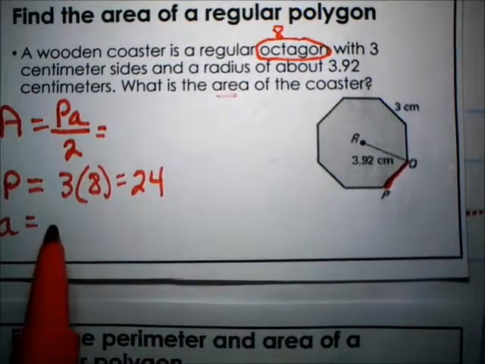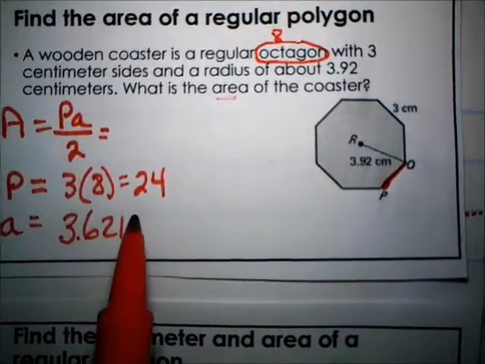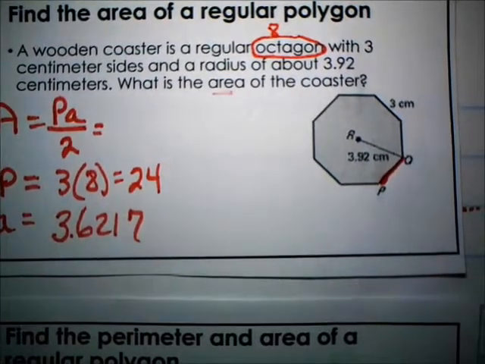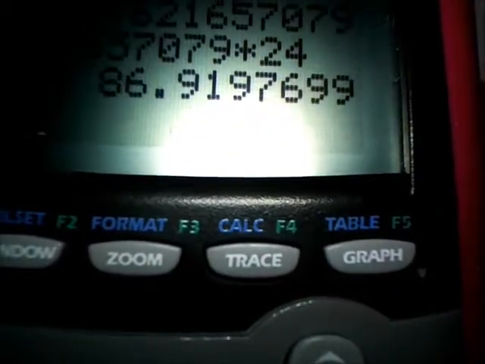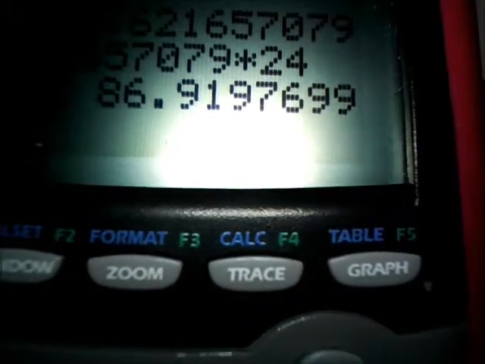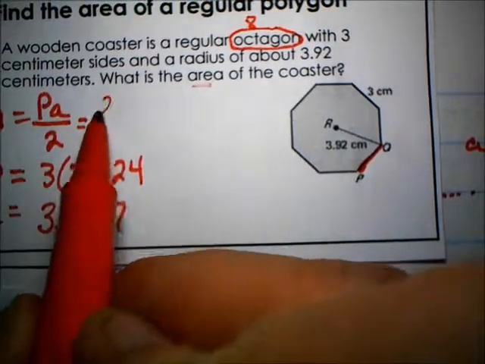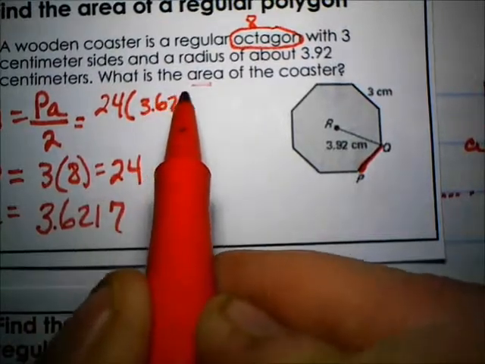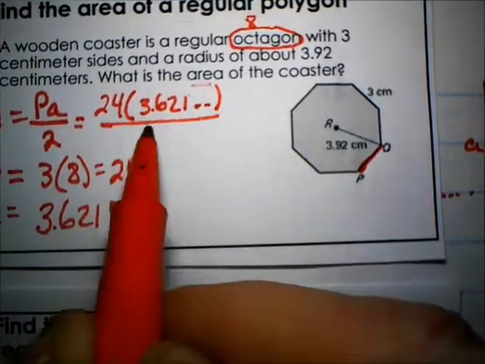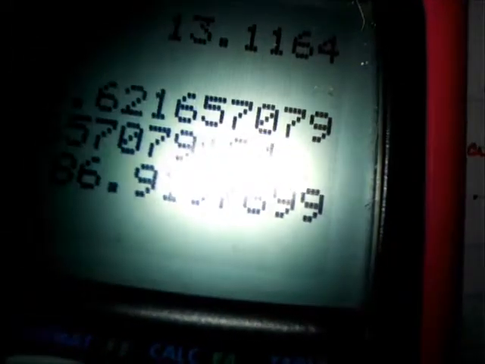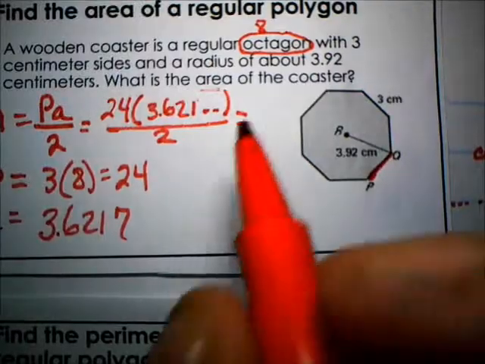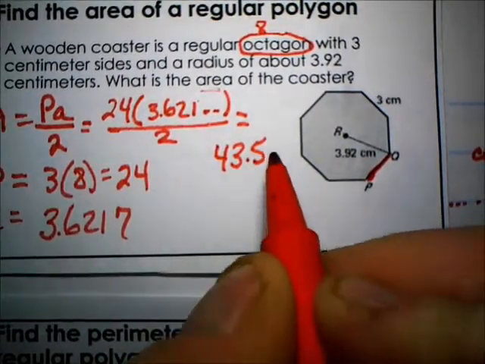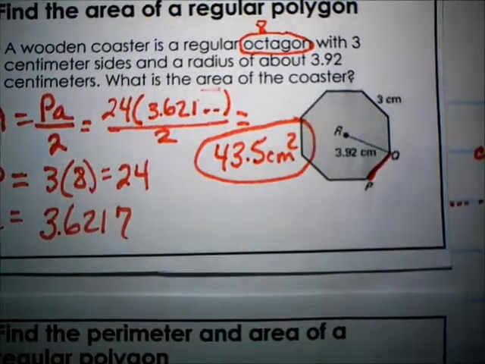I'm going to take this back to my problem over here, and I'm going to put 3.6217, but realize I'm going to use everything in my calculator. So if I show you my calculator screen, I'm going to take that value, multiply it times 24, and come out with 86.9197699. It's because I'm filling in my perimeter. And then I'm going to divide it by 2. I hit divide by 2, and I end up with 43.5 centimeters squared is the area of my coaster.